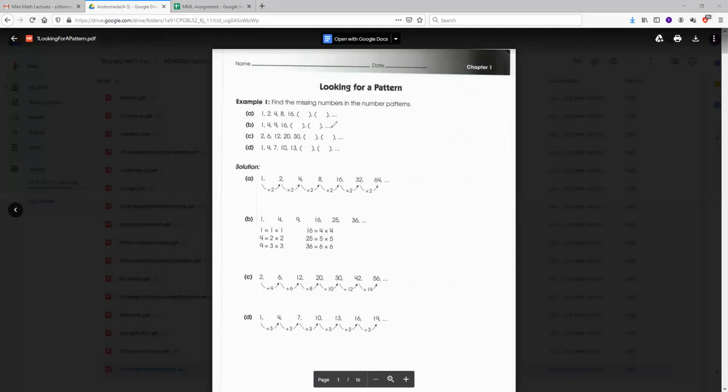Let's try multiplication. 1 times 2 is 2. 2 times 2 is 4. And 4 times 2 is 8. This means that multiplication is most likely our pattern. And what we're looking for is multiplying by 2 specifically from each number. 8 times 2 is also 16.